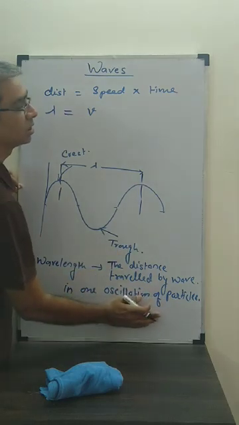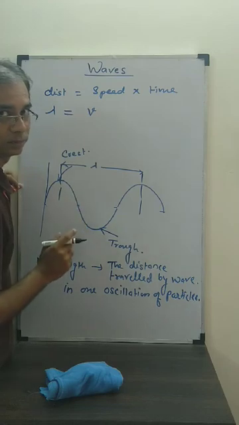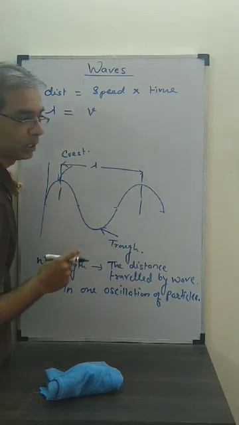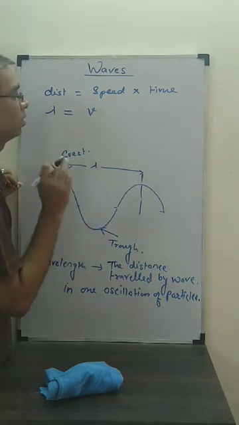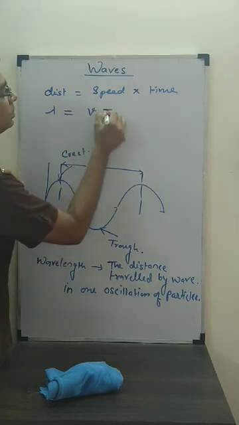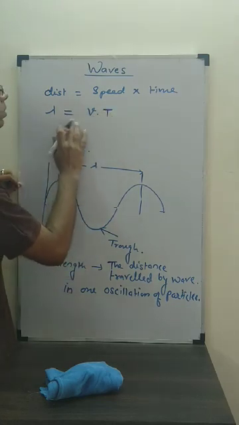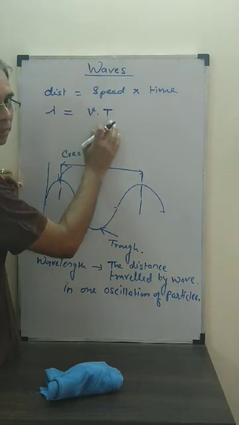One oscillation is completed in one time period. What is the time period? The time taken to complete one oscillation. So it is T. So lambda is equal to velocity or speed into time.